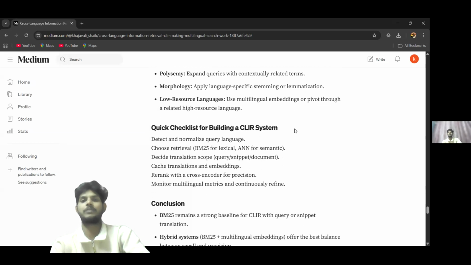Quick checklist for building a cross language information retrieval system: detect and normalize the query language, choose retrieval model, decide translation scope, cache translation and embeddings, re-rank with cross encoders for precision, monitor multilingual metrics, and continuously refine.